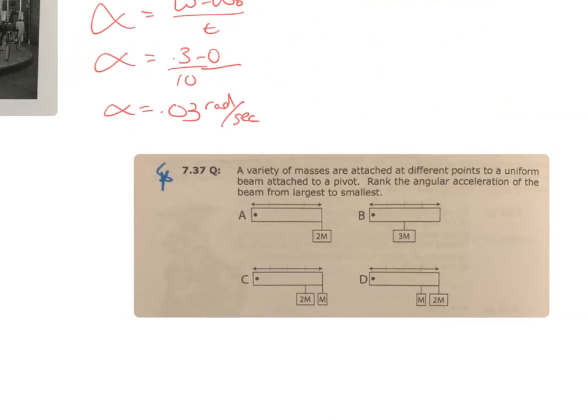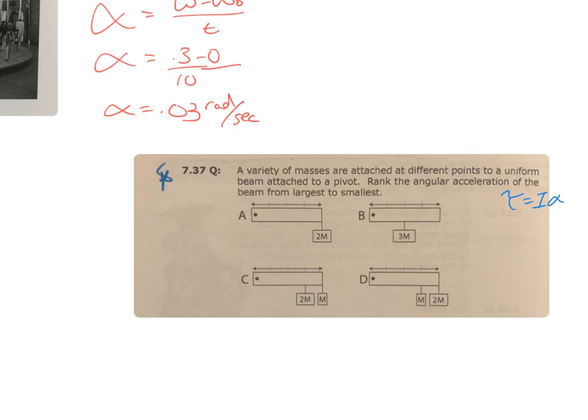Okay, and then the last one right here: a variety of masses are attached at different points to a uniform beam and allowed to pivot. Rank the angular acceleration of the beams from largest to smallest. So basically what we're looking at here is a torque problem. Remember, torque is equal to I alpha.